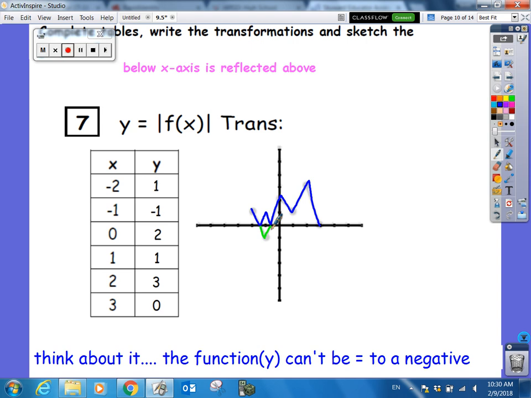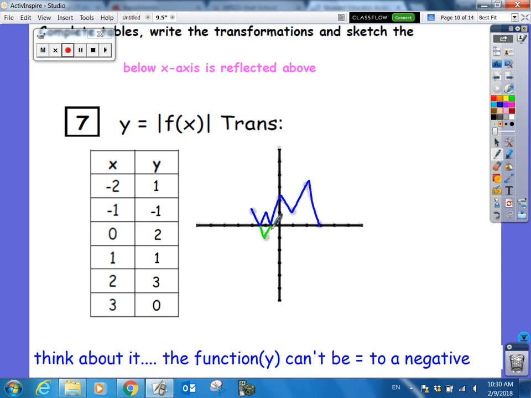Anything below the x-axis is reflected above it. Now, could this ever end up below the x-axis? Of course, because we could say the absolute value of f of x minus 5. And then we take that and we bring it down 5 units. So it could end up below, but not necessarily. You could move this left and right. You could do all kinds of things to it as well. Right now we're just doing one thing at a time, but you can do more than one transformation at a time.